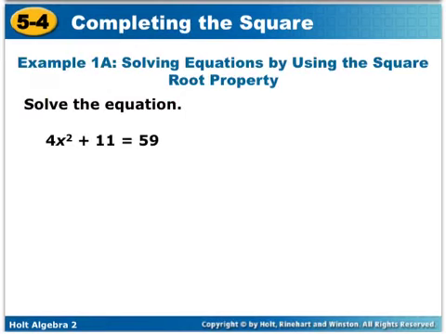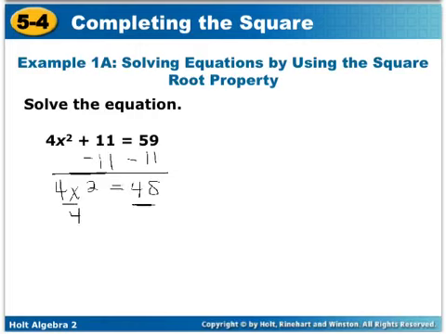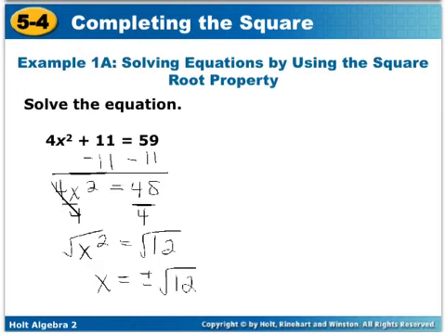Okay, to use this, let's go ahead and try. We need to get the letters on one side, the numbers on the other. So I'm going to subtract 11 from both sides, and I get 4x squared equals 48. I'm going to divide both sides by 4. x squared equals 12. Square root of both sides. x equals plus or minus the square root of 12.